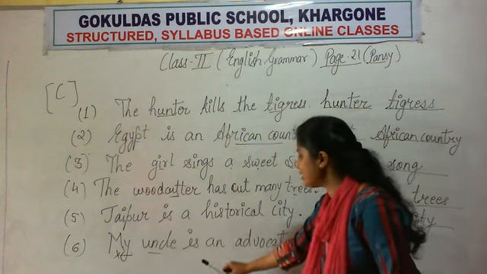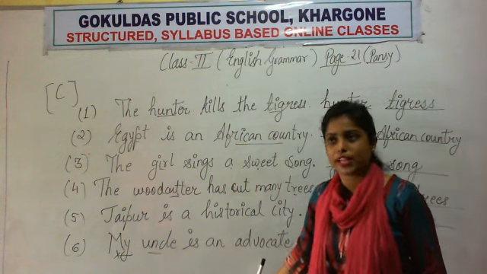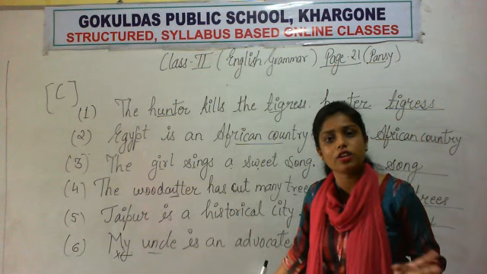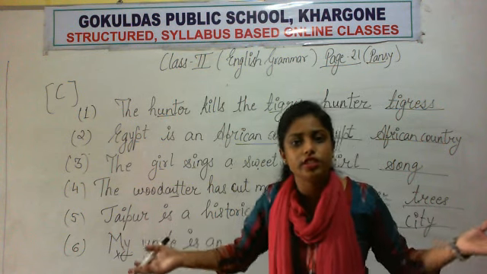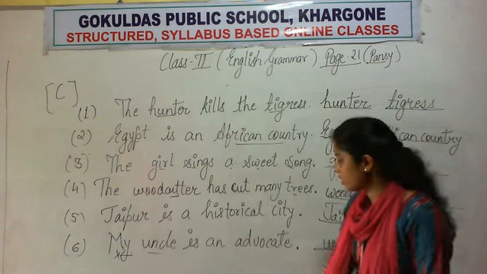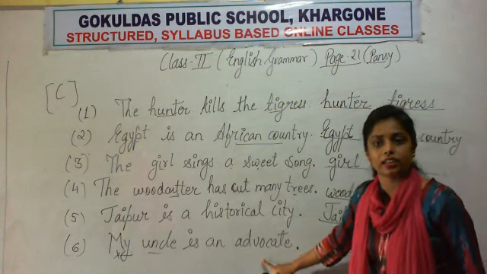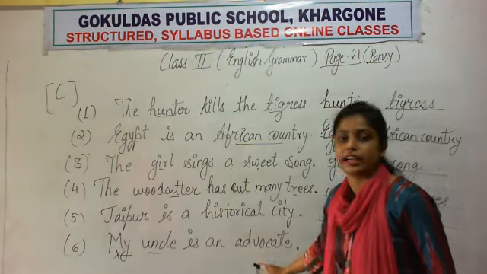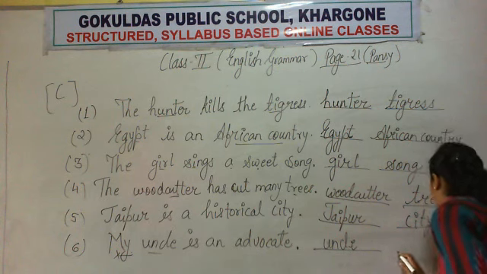Okay, then is an advocate. अभी आपको शायद ही पता होगा advocate क्या होता है. Advocate is a lawyer, like doctor, engineer, teacher. Advocate is also a person. Okay, lawyer. So advocate is a noun.